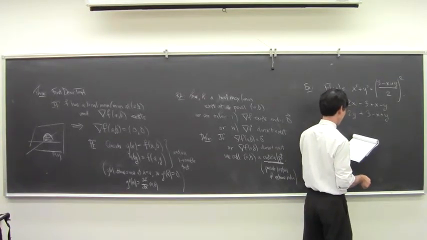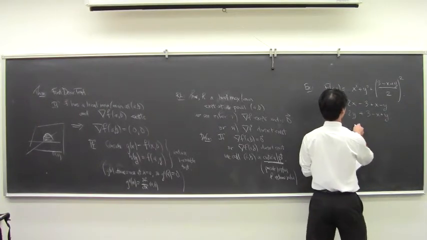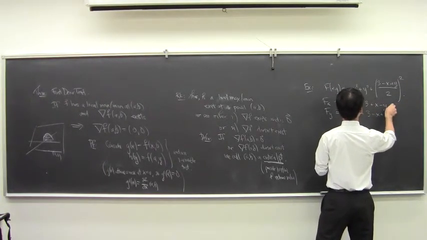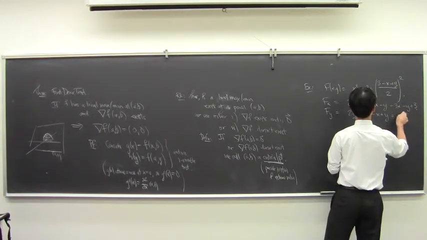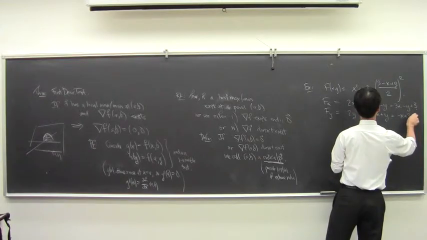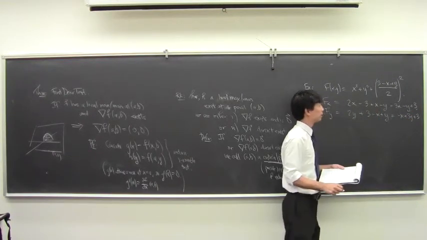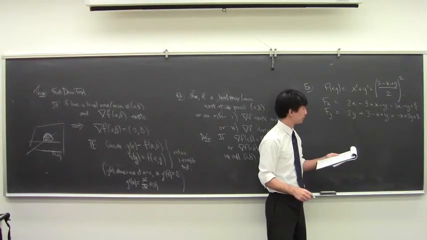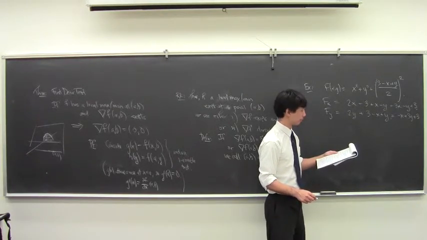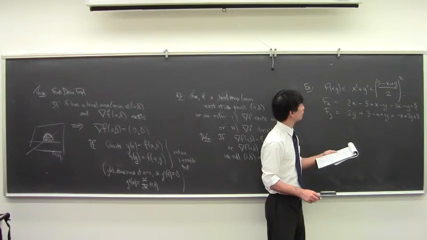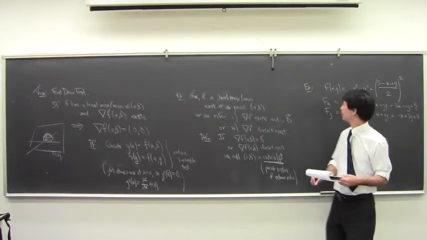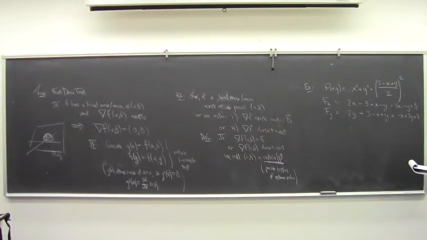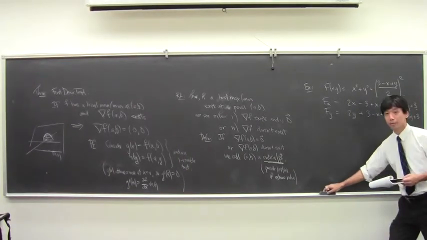Okay. Right. So what do we get? We get 3x minus y plus 3. We get minus x plus 3y plus 3. Right. Is that right? Wait a second. That's not quite right, in fact.